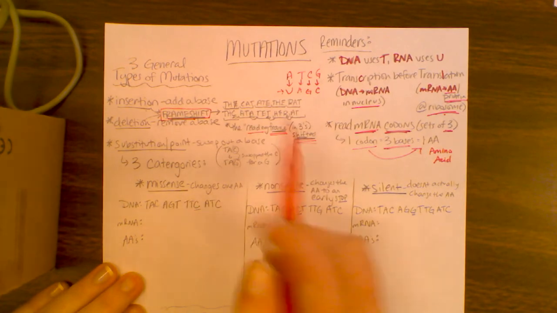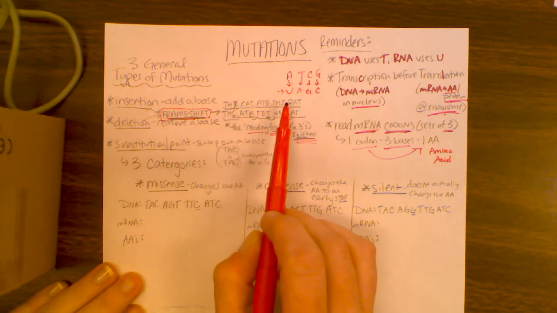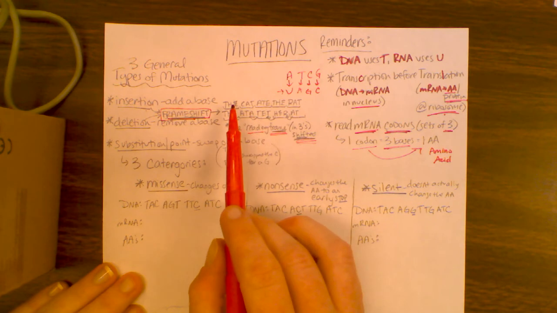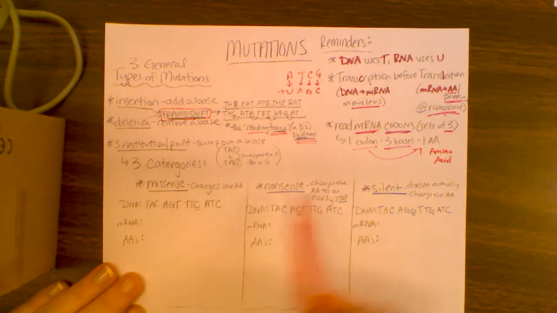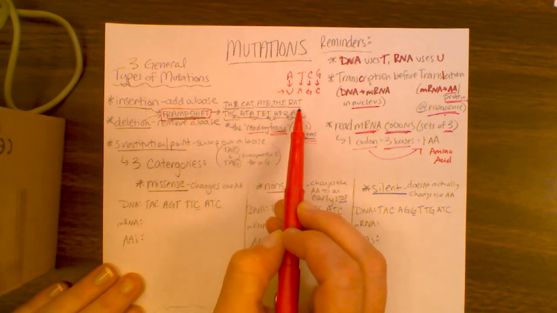So let's use this sentence as an example. The cat ate the rat. All those words are 3 letters, so it's kind of like the same thing as what we do whenever we're reading the DNA and the RNA. So let's say we have to read it in sets of 3. So I've got these little brackets here that are showing you the sets of 3 that you're reading it in.